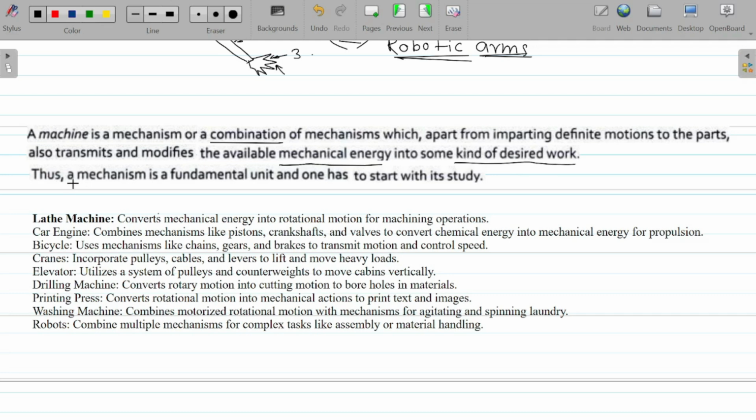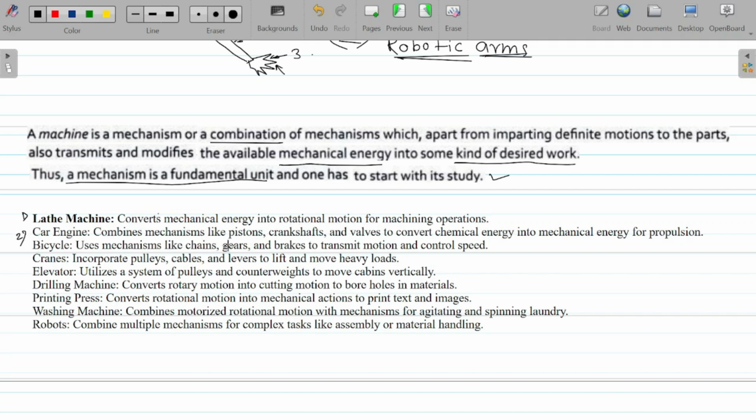So what we can say is that a mechanism is a fundamental unit, and one has to start with this study. That means whenever we are starting with the theory of machine, we have to start with the fundamental of a machine, that is mechanism. Now what are the different examples of the machine? Let us see the lathe machine. In the lathe machine we are having different mechanisms over there. That means some pulleys are there, gearboxes are there, and it converts mechanical energy into rotational motion for machining operation. Second example, car engine.